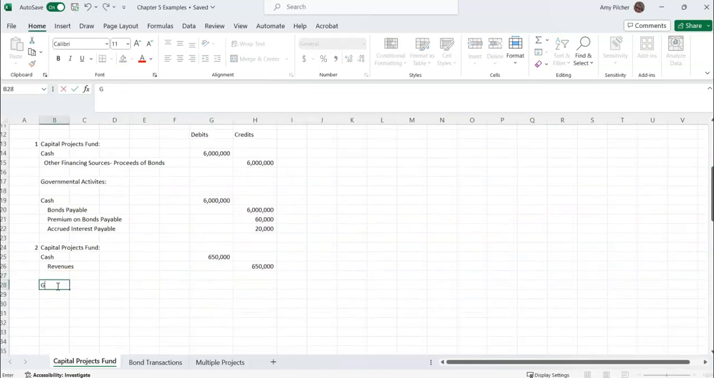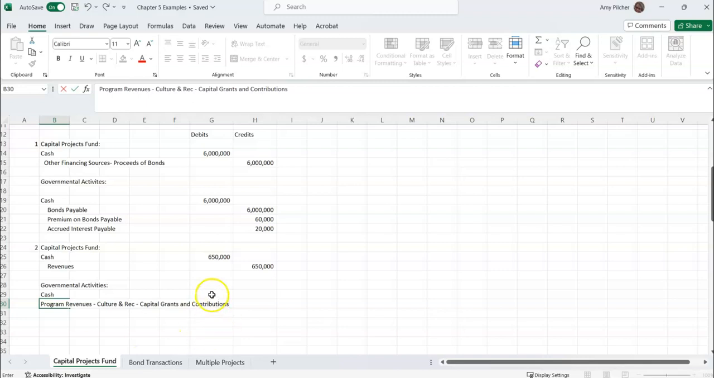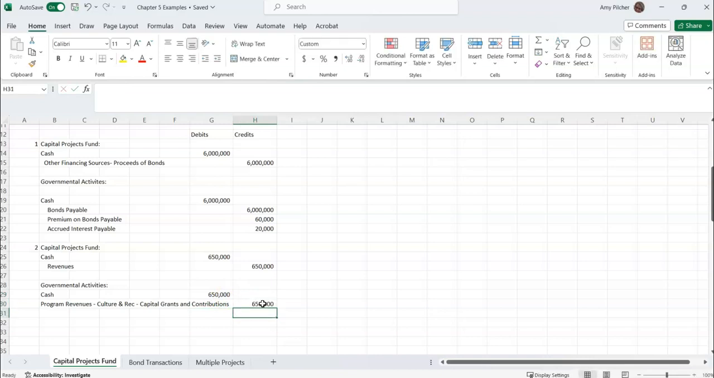In the governmental activities fund, we received cash, and then we have program revenues, culture and rec, capital grants and contributions. Okay, so $650,000 in cash, and we have a $650,000 grant.